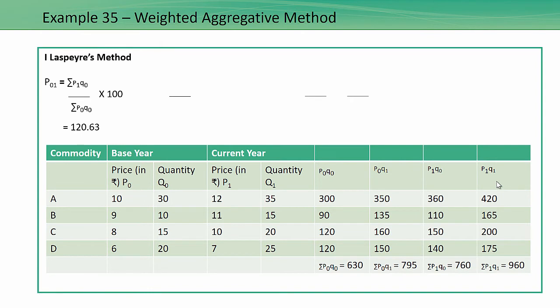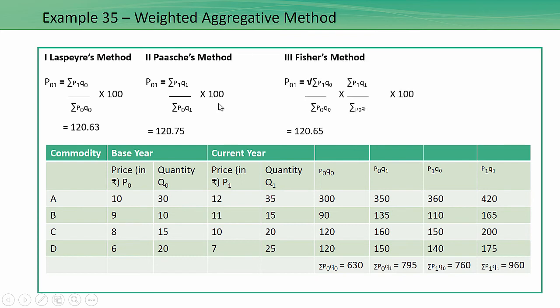Okay, then I'll use the Laspeyres method, which is summation of P1Q0 divided by summation of P0Q0 into 100. I'll get the value as 120.63. Then I'll use the Paasche's method, which is summation of P1Q1 divided by summation of P0Q1, which is 120.75. Okay, don't forget to multiply it with 100.